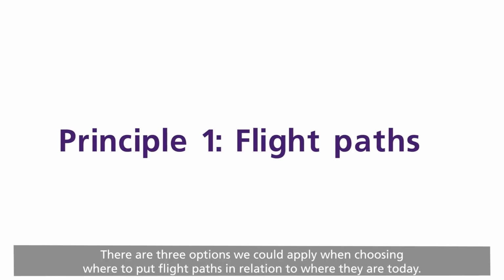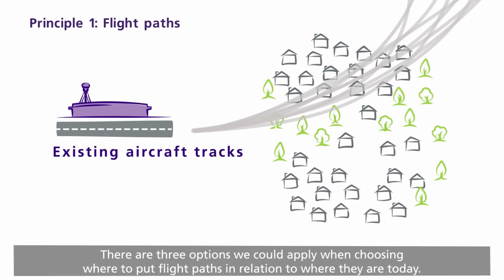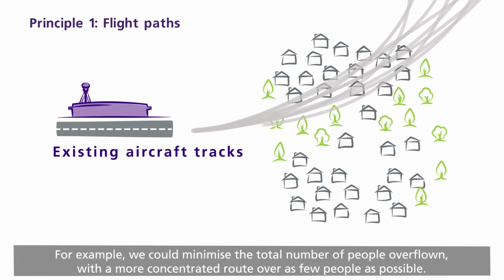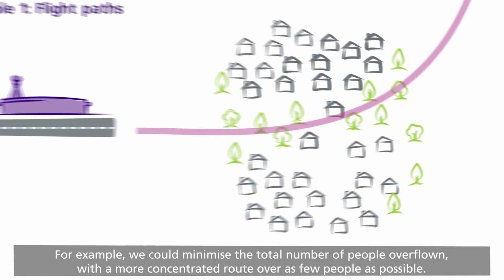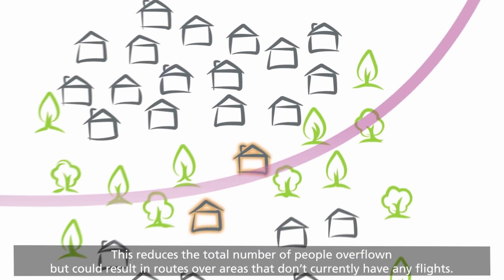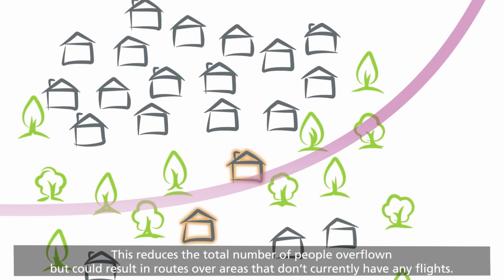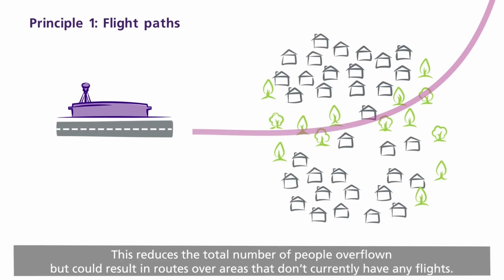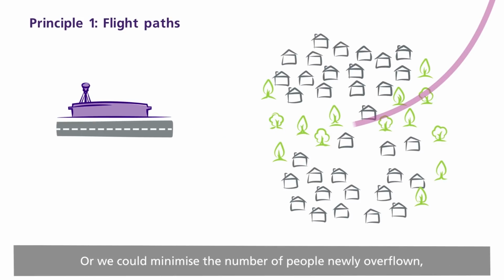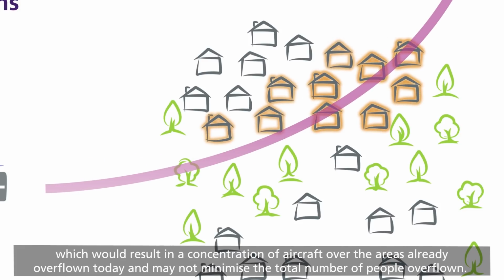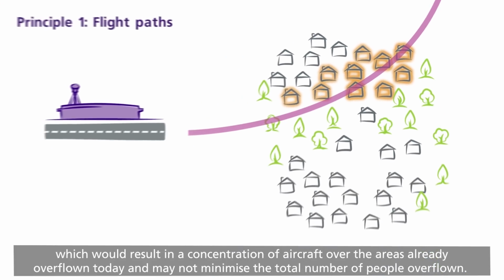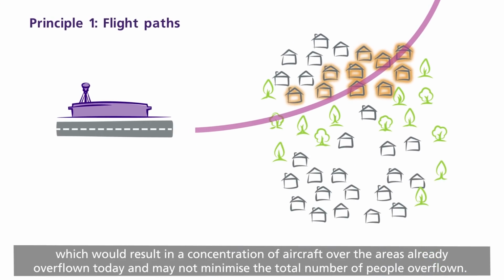There are 3 options we could apply when choosing where to put flight paths in relation to where they are today. For example, we could minimise the total number of people overflown, with a more concentrated route over as few people as possible. This reduces the total number of people overflown, but could result in routes over areas that don't currently have any flights. Or we could minimise the number of people newly overflown, which would result in a concentration of aircraft over the areas already overflown today, and may not minimise the total number of people overflown.